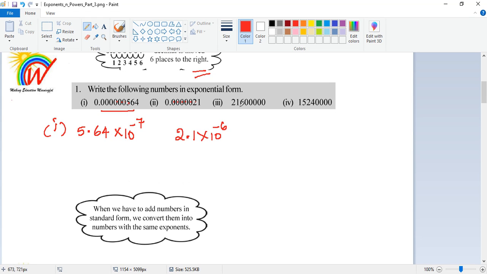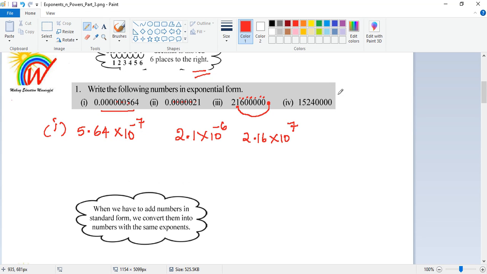Now here you see there is no point shown over here. That means that the point is over here. Now I have to shift this point between the 2 and 1. So I have to write 2.16. Now let's count how many numbers are there between this. 1 2 3 4 5 6 7. So into 10 to the power of positive 7. If I go towards the left, it is positive. If I go towards the right, it is negative.